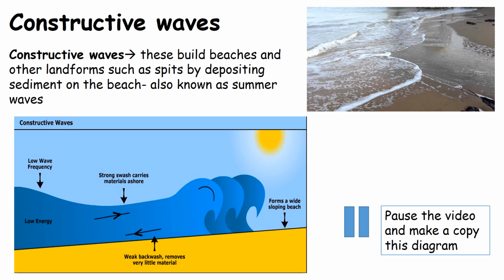They push sand and pebbles up the beach and leave them behind when the water retreats because the backwash is not strong enough to remove them. They are often low waves with longer gaps between them. As they break, they spill up the beach, so they are also known as spilling waves. They come in at a rate of 6 to 8 every minute.